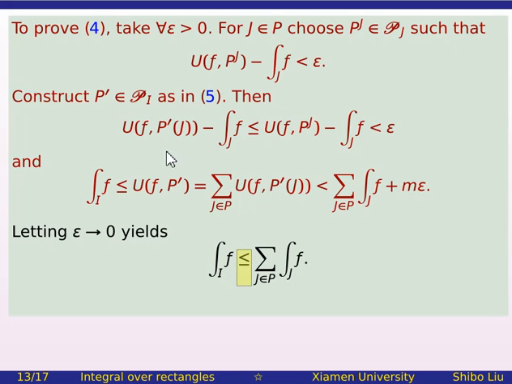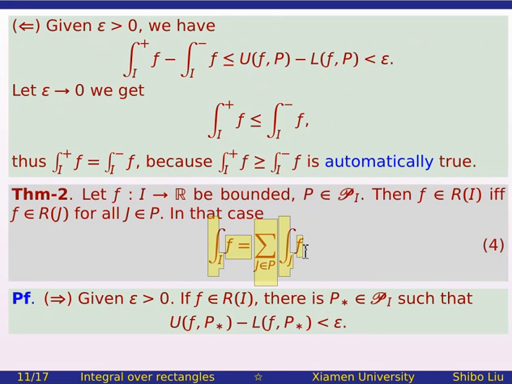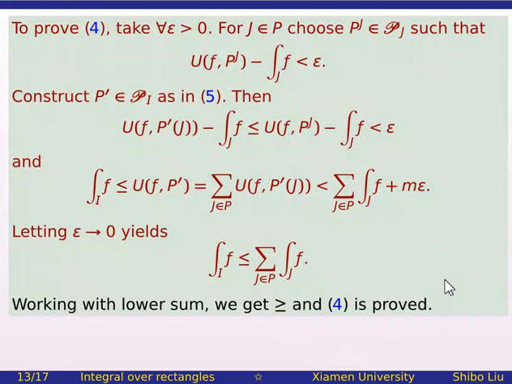So working with the upper sum, we have one side of the inequality we need, and working with the lower sum, using the same argument, you will obtain the other direction of the inequality. So these two inequalities prove our desired result. So this is the additivity of the integral over a rectangle.